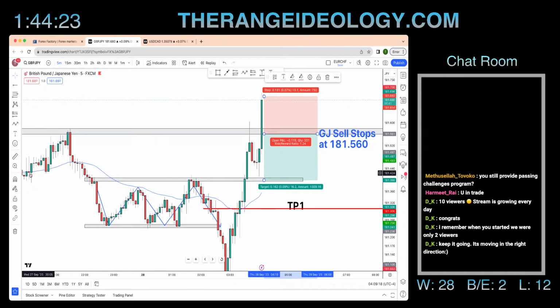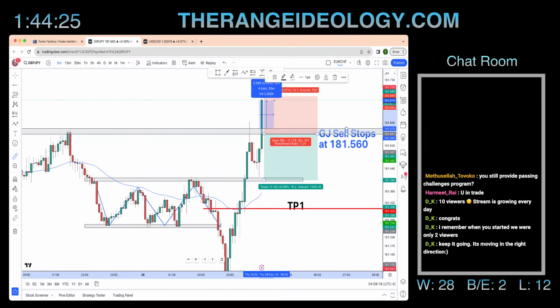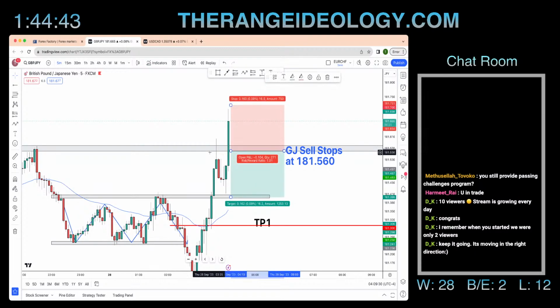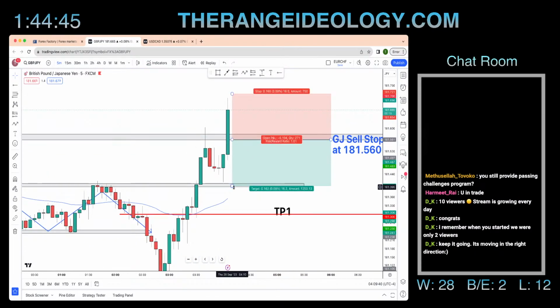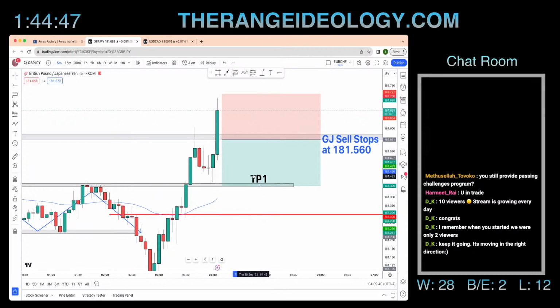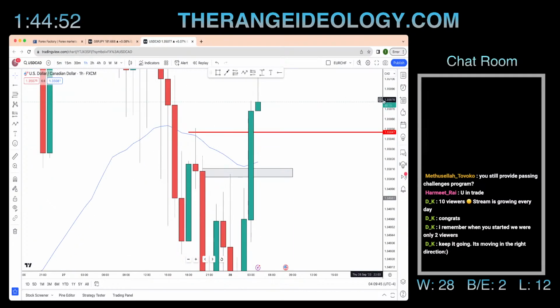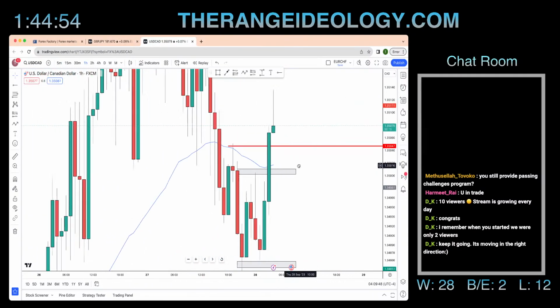Let's see how far GJ is up right now. 10 pips above. Okay, so 16. Let's do 16 pips on each end, and it can come right back into this area. Okay, wow, big push down from USD CAD.